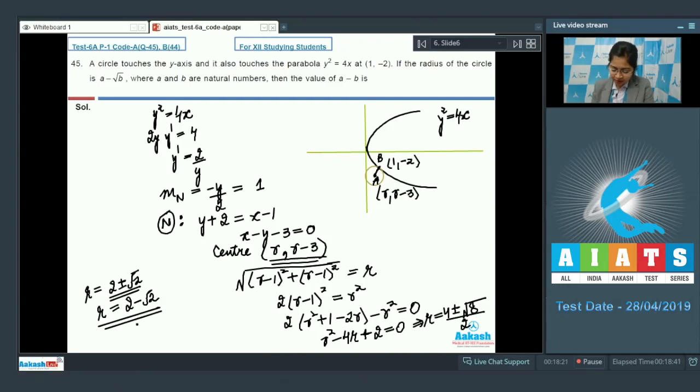Now it has been given to be equal to a minus root b. So we can say that the value of a is equal to 2 and the value of b is equal to 2. So the value of a minus b will be equal to 0. So we can say that the required answer will be 0.